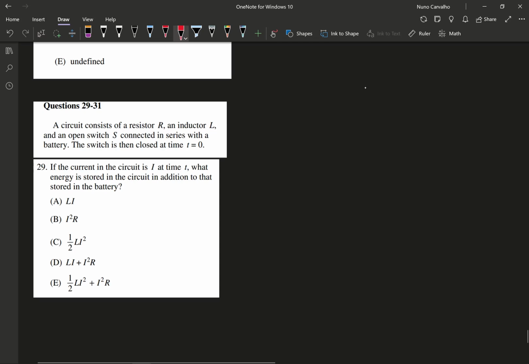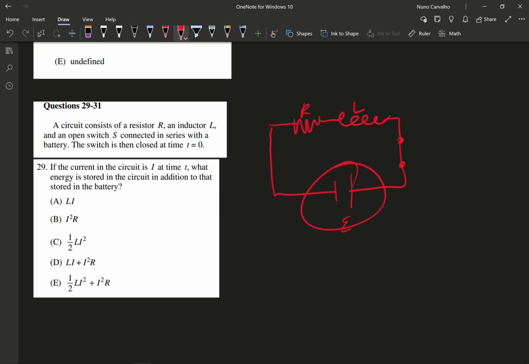Number 29, we're told that a circuit consists of a resistor R with an inductor L and an open switch S connected in series with a battery. And then we close the switch at time 0. So let's just close it, and now we have our circuit here. And we're asked if the current in the circuit is I at time t, what energy is stored in the circuit in addition to that stored in the battery? In addition to that stored in the battery is basically just saying, well, ignore the battery because technically it's storing energy. And so now we're just thinking about this, and really the energy storage is going to be happening in the inductor. It does that by creating a magnetic field, and that's how it stores its energy.